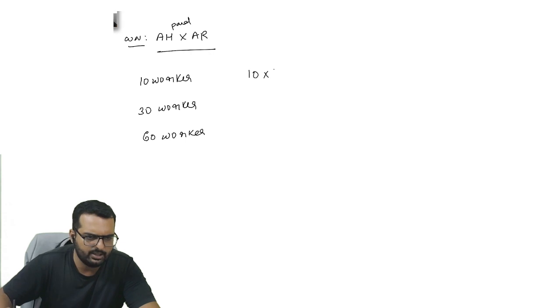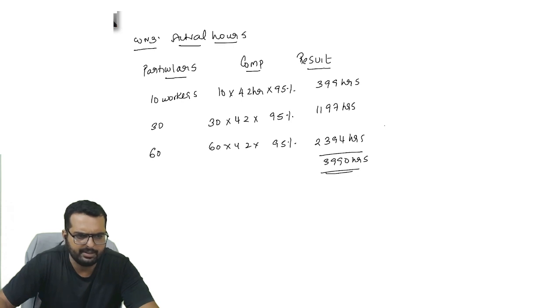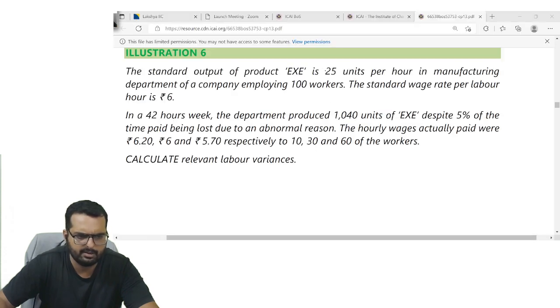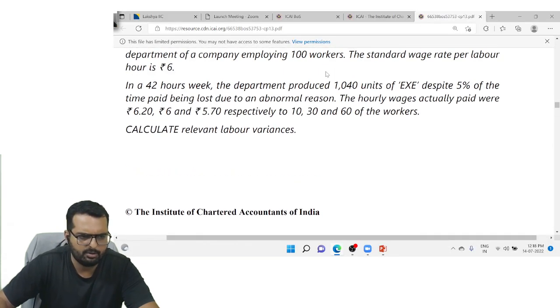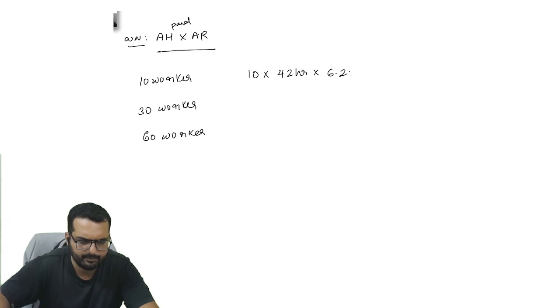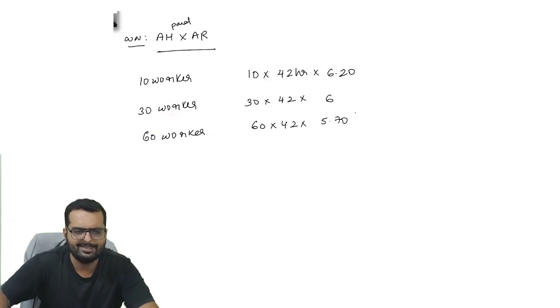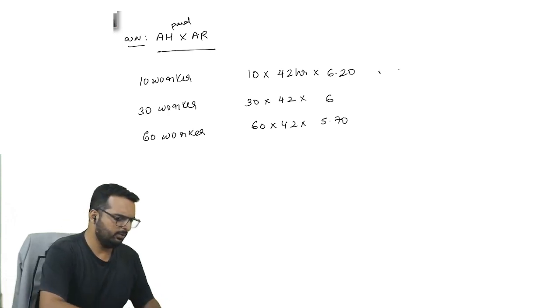So here it will be 10 into how many hours is it told? 42 hours, right? 42 hours into the payment rate that is told here: 10 into 42 into, and write down the rate. Rate is 6.2. What about the second one? 30 into 42 into 6. And the last one will be 60 into 42 into 5.7. Just check what answer you get here.